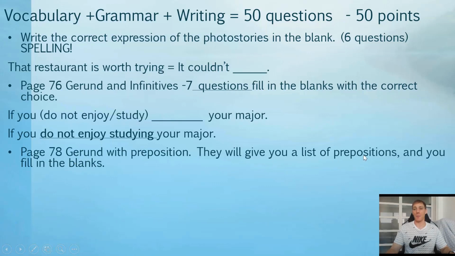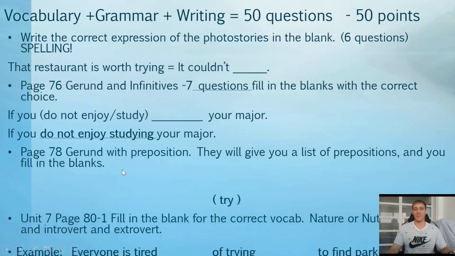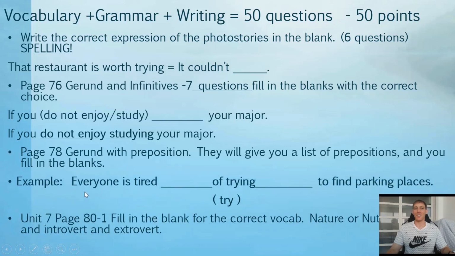Next one, page 78, gerund with the preposition. They'll give you a list of prepositions and you just fill in the blanks in the sentences, okay? Fill it in, perfect. So, everyone is tired, and then they'll give you here try to find parking spaces. So everyone is tired, and then you would write of trying to find parking spaces.